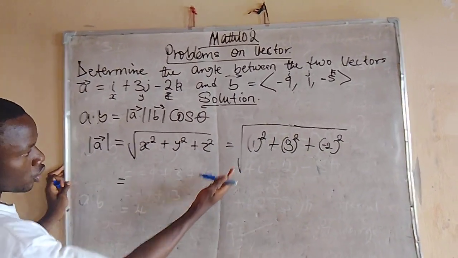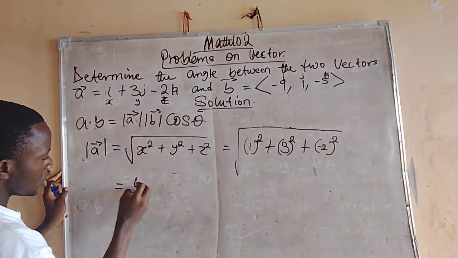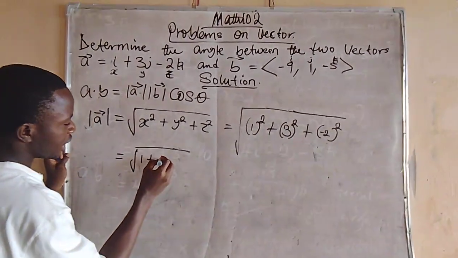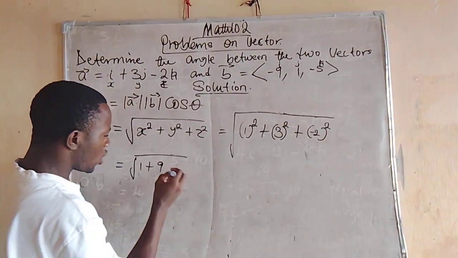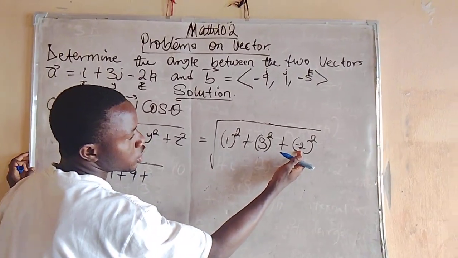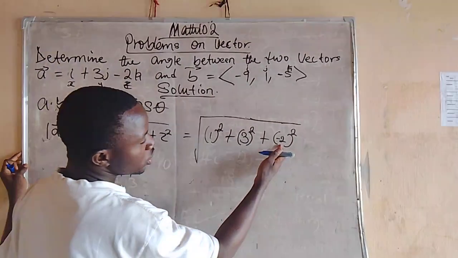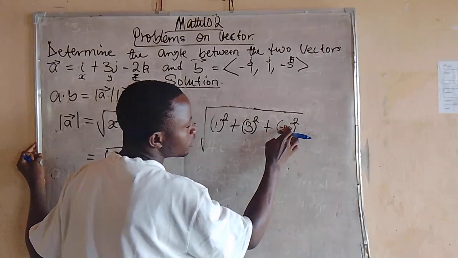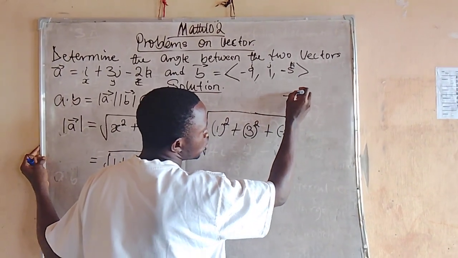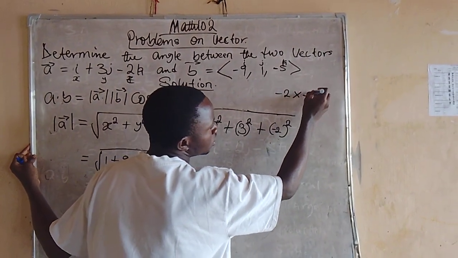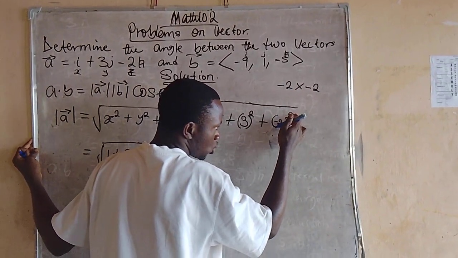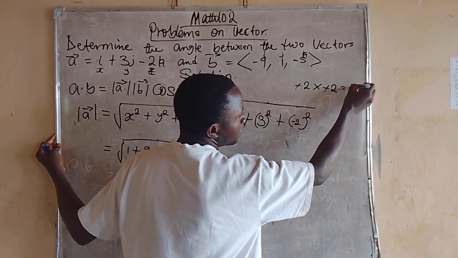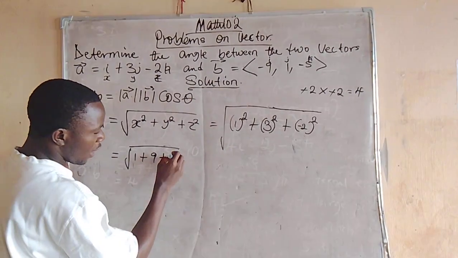this is going to be equal to 1 raised to the power of 2 is 1. So this is root 1 plus 3 raised to the power of 2 is 9. So we have 9 plus minus 2 raised to the power of 2. The interpretation of this is minus 2 multiplying itself in 2 places. So this is minus 2 multiplied by minus 2, not minus 2 multiplied by 2. So this minus, we cancel this minus. At the end of the day, you are going to have positive 4. So we have 4 here.